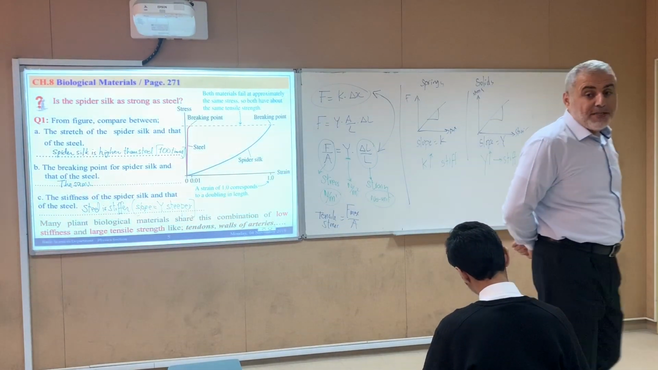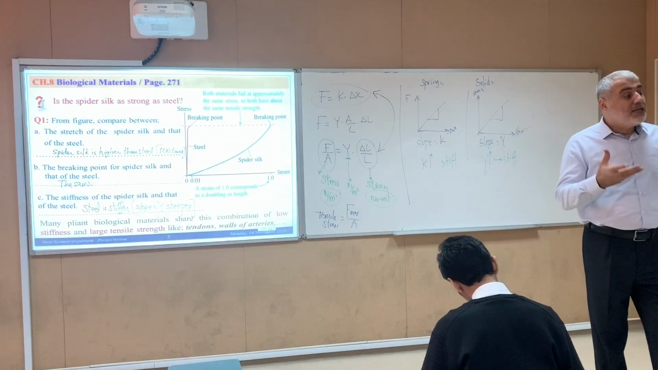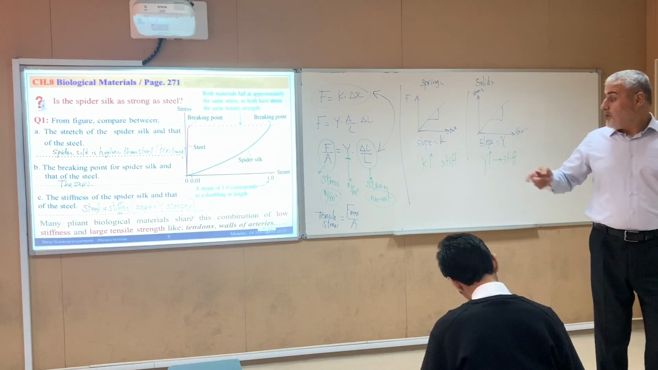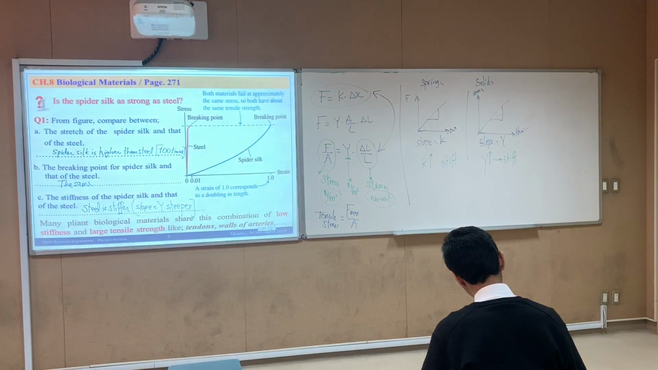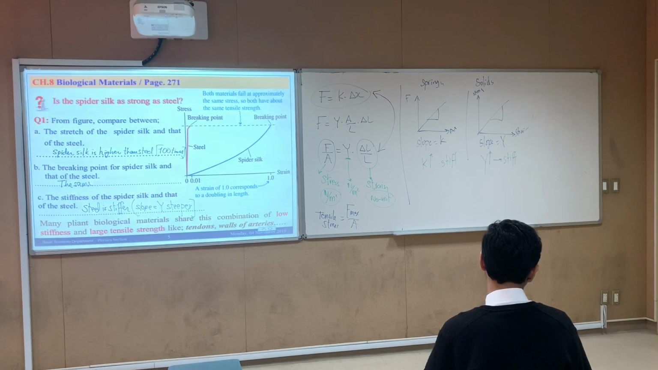Gentlemen, in our human body, our tendons show very low stiffness and large tensile strength. Also, the blood vessels, the walls of the arteries: when you run, your blood pressure increases, and all of us turn red. Did you know why you turn red? The blood flows, and the arteries simply expand. So you turn red.